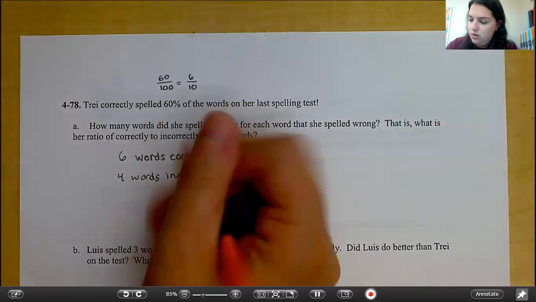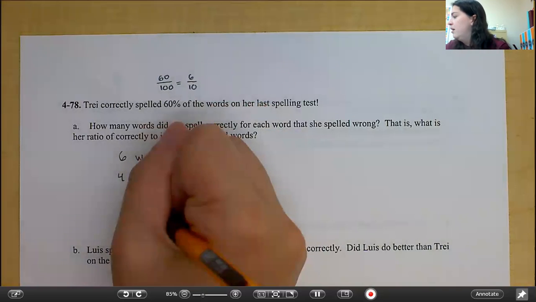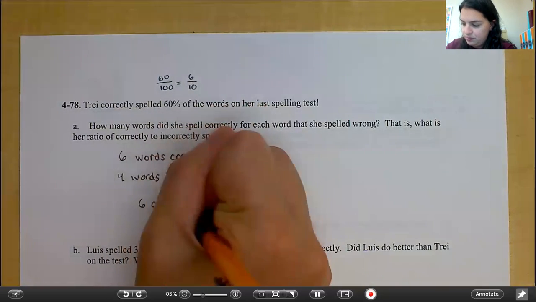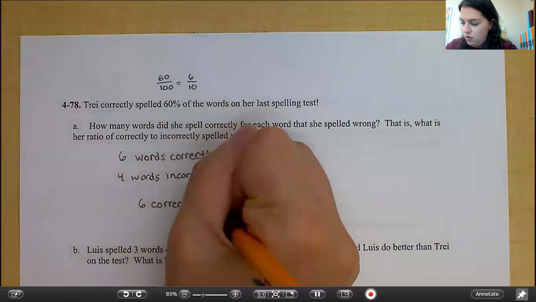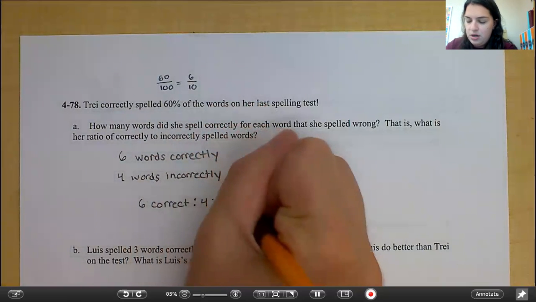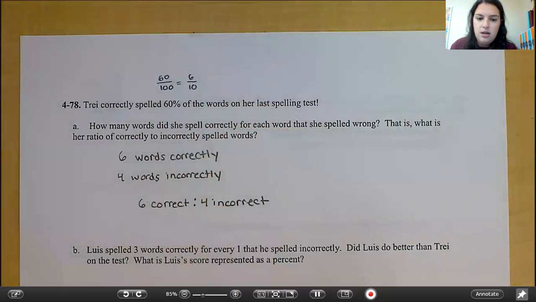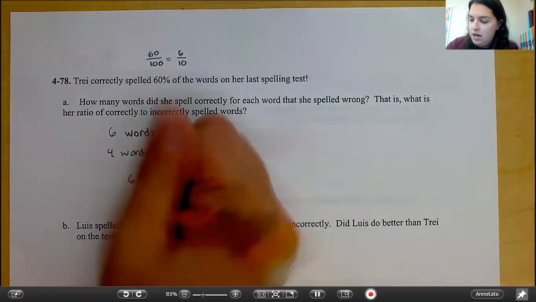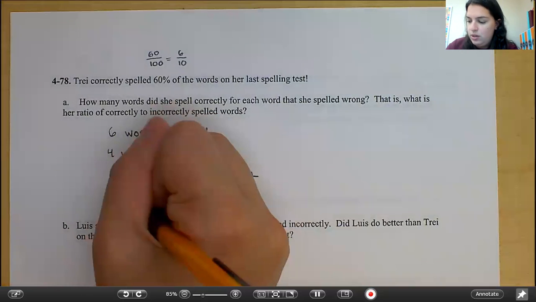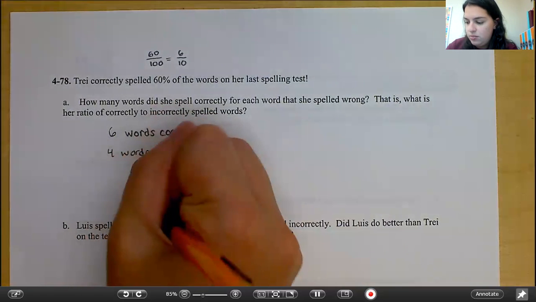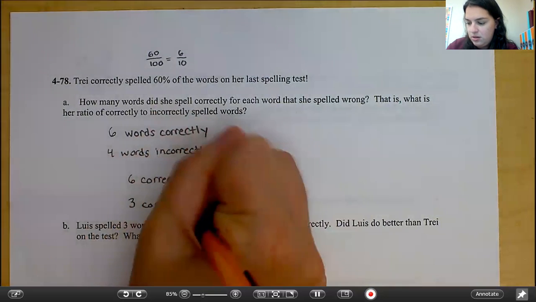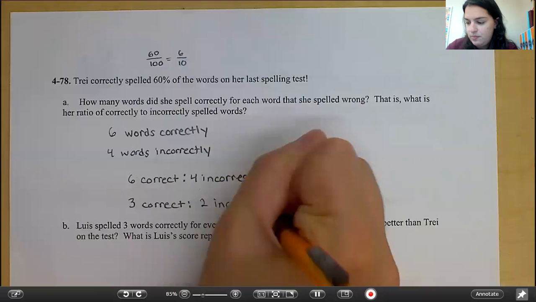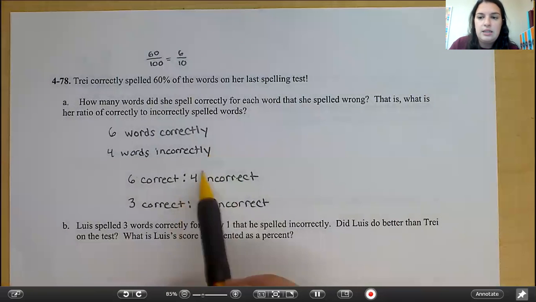So your ratio would have been 6 correct to 4 incorrect. But notice, we can simplify 6 and 4. We could divide both by 2, and we could get 3 correct for every 2 incorrect. These are the exact same ratio.